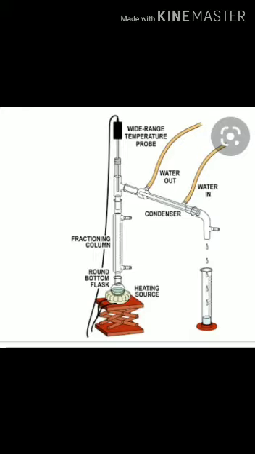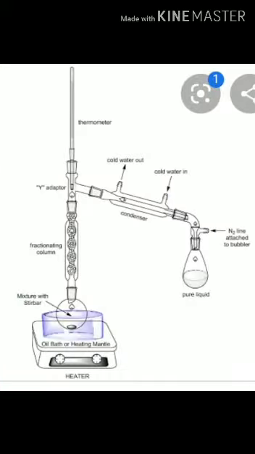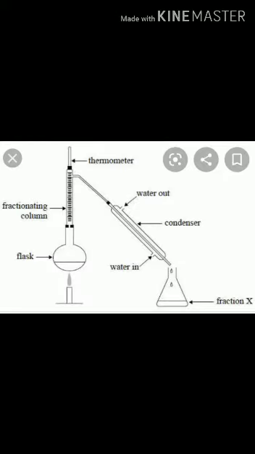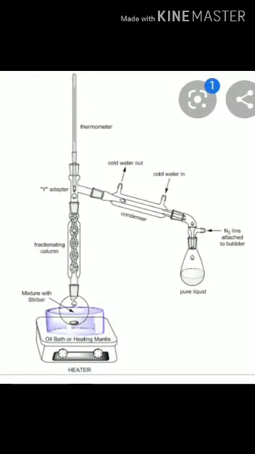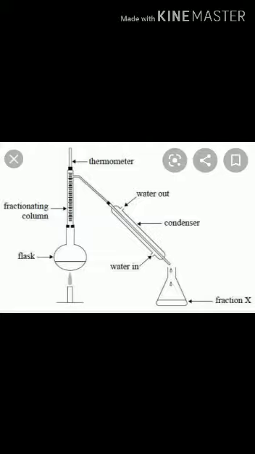The apparatus used for this method is a distillation flask, a fractionating column, a condenser and a heat supply. When the mixture of liquids is heated in the distillation flask, it boils and vaporizes, and the vapor rises to the fractionating column.